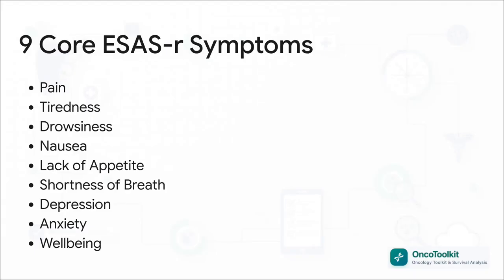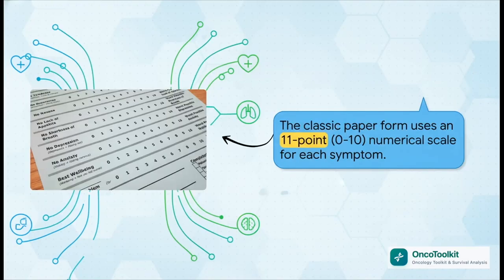And it zeroes in on 9 core symptoms that are fundamental to the patient experience. We're talking about pain, tiredness, drowsiness, nausea, lack of appetite, shortness of breath, depression, anxiety, and of course their overall sense of well-being. And here it is. I'm sure you'll recognize this classic paper form. As you know, the patient rates each of those symptoms on that familiar 11-point scale. It's simple. 0 means the symptom is completely absent. 10 means it's the absolute worst it could possibly be.